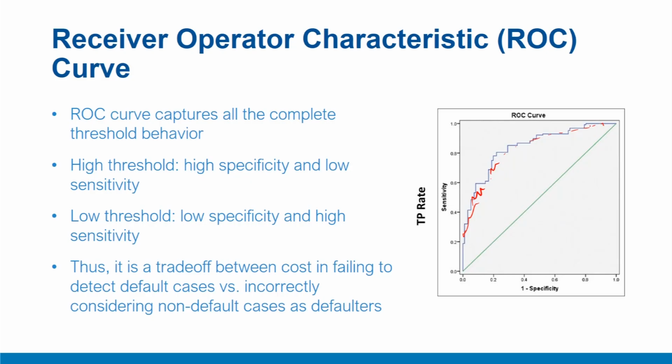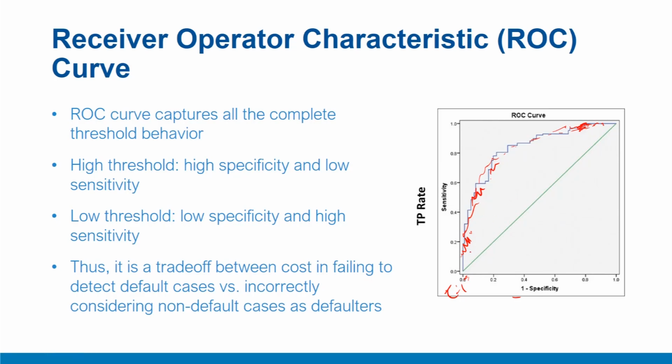For example, if you have a high threshold value like t equal to 1, this model will have very high specificity, that means low 1 minus specificity, it will be somewhere here, and low on sensitivity. At the same time, if you have a very low threshold value, the point is somewhere here, that means low on specificity but high on sensitivity. So there's a trade-off between the cost of failing to detect cases versus incorrectly considering non-default cases as defaulters. Depending upon the threshold value, there is a trade-off, and this trade-off is very nicely captured by this ROC curve.